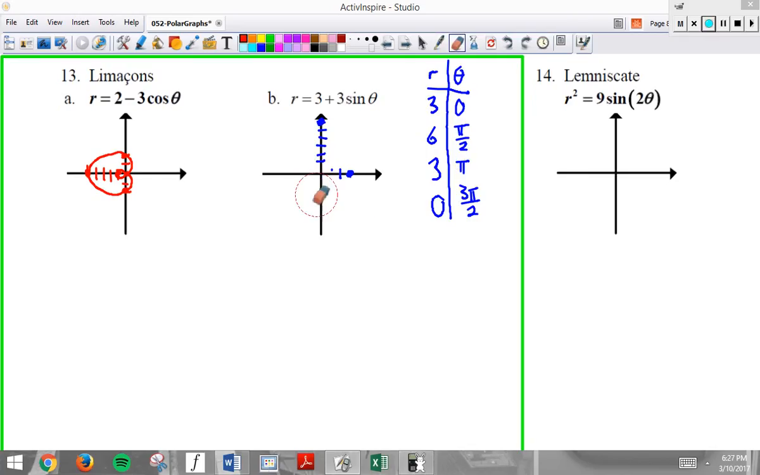So if I had been doing it right, there'd be no dot there. There would be no dot. Pi: you could go to pi and go 1, 2, 3 out to make a dot, or you can go 1, 2, 3 out, rotate pi. 3 pi over 2: rotate 3 pi over 2. Don't go anywhere. That's what that means. 0. Or, alternatively, if you're starting with r, r equals 0, I'm at the pole.